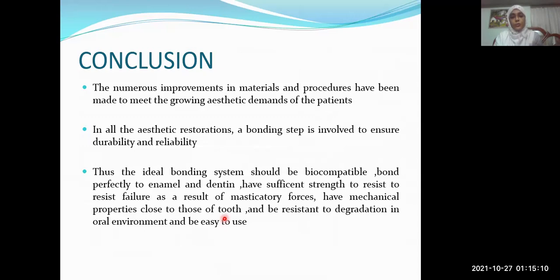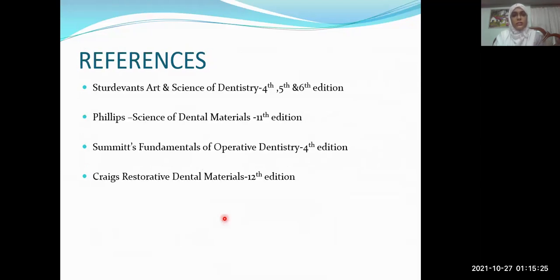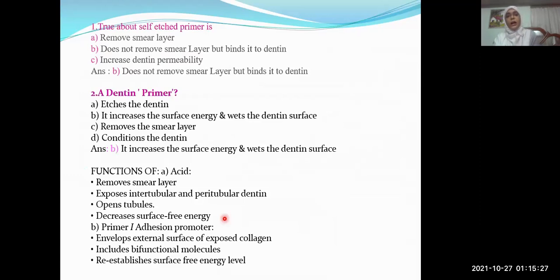Yes, so in conclusion, dentin bonding agent as such has become a very important part in the field of dentistry, and we must know the various evolutions and various innovations in these bonding agents. So let us see a few questions which have been asked in relation to these bonding agents.